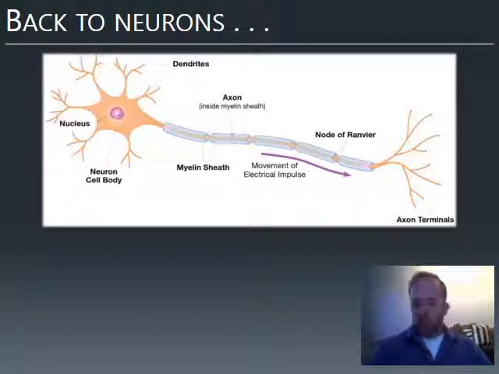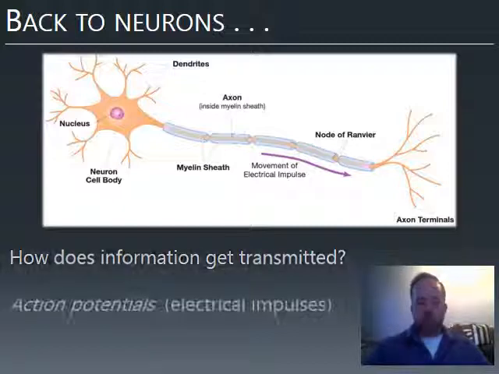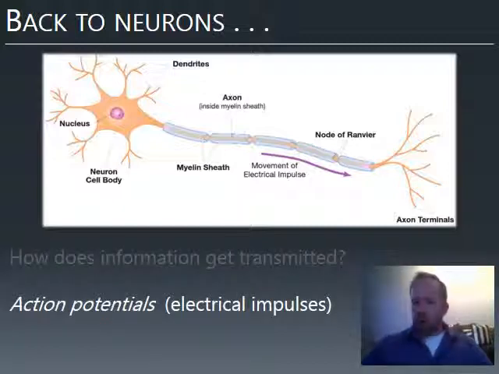Okay, so back to neurons for a moment. We've already seen the structure of the neuron. So how does information get transmitted? We know that neurons have to move information from the dendrites to the axon after integrating it in some way. But how does that information get moved? Well, it gets moved through something called an action potential. This diagram in your book refers to it as the movement of an electrical impulse. And that's what an action potential is. It's a moving electrical impulse.